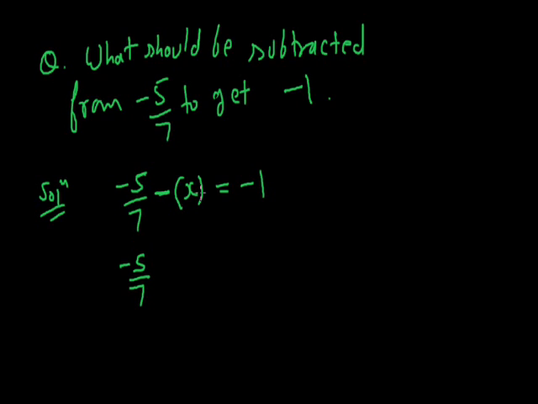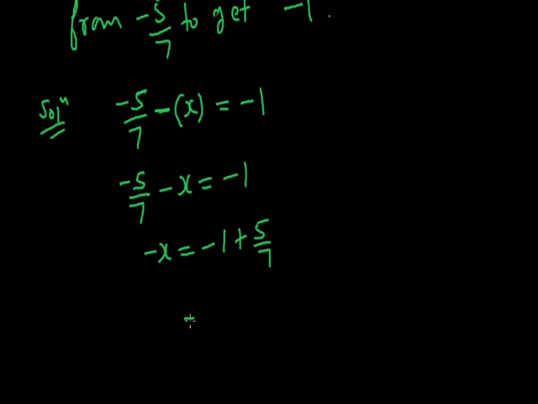Now minus 5 by 7, so we remove the bracket, we simply write minus x equals minus 1. Now we keep minus x on the left hand side and we shift minus 5 by 7 to the right hand side, so it becomes positive. Now after that we are taking 7 as LCM. In minus 1 we can write 1 below, so the LCM of 1 and 7 is 7.